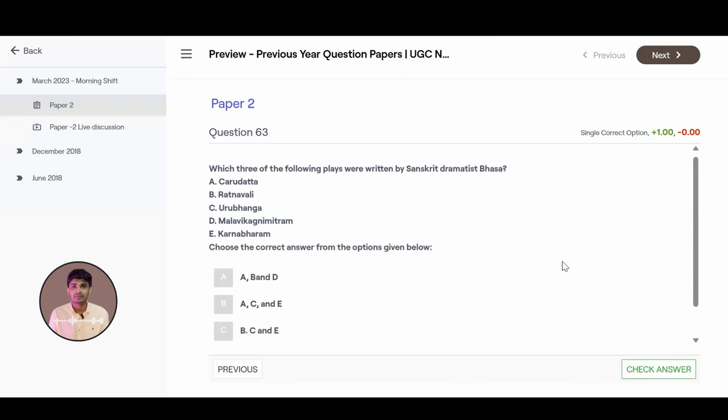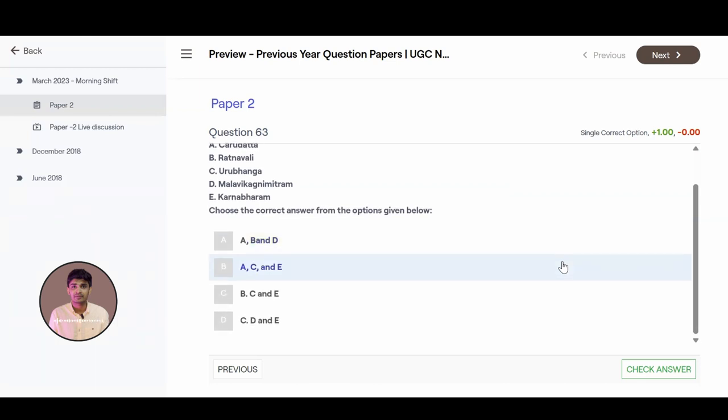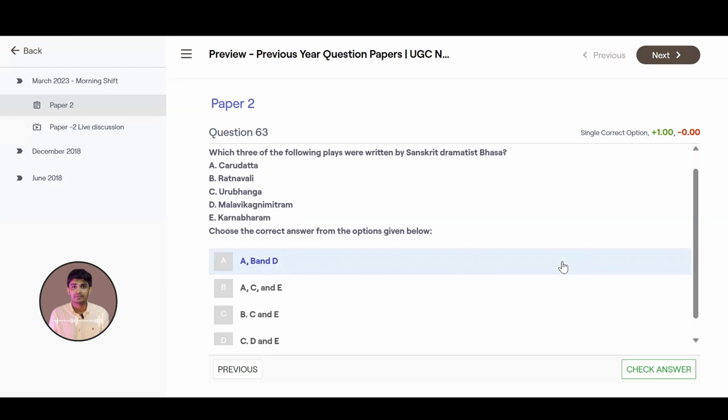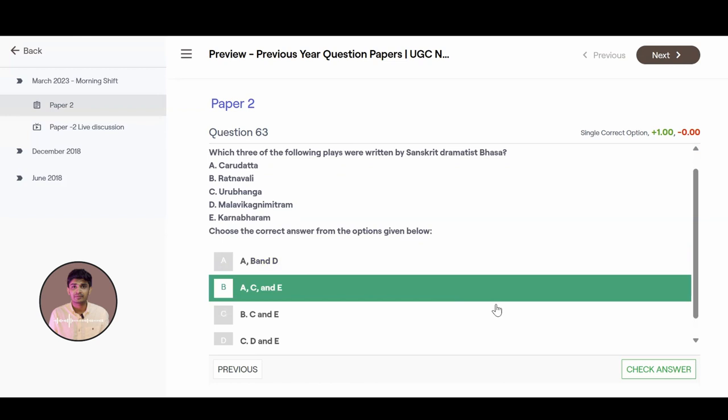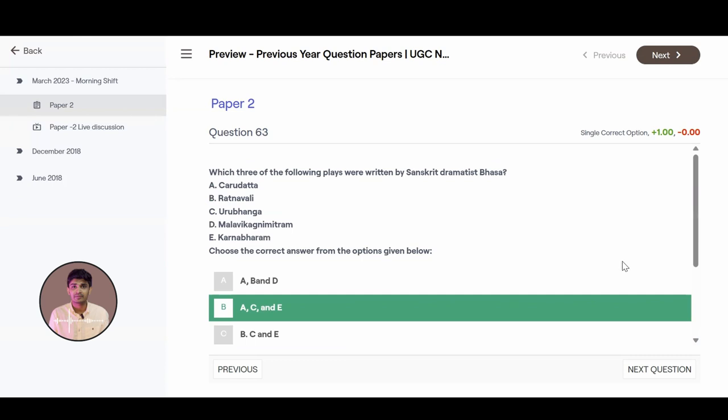Which three of the following plays were written by the classical Sanskrit dramatist Bhasa? Charudatta, Ratnavali, Urubhanga, Malavikagnimitram, and Karnabharam. Right away eliminate Malavikagnimitram because it is written by Kalidasa. All of you know. If you find a D in the option, you can eliminate it right now. Now give me the answer. 63rd question, give me the answer. Let's go with B. Charudatta, Urubhanga and Karnabharam are written by Bhasa. All right. Bhasa is a classical Sanskrit dramatist.